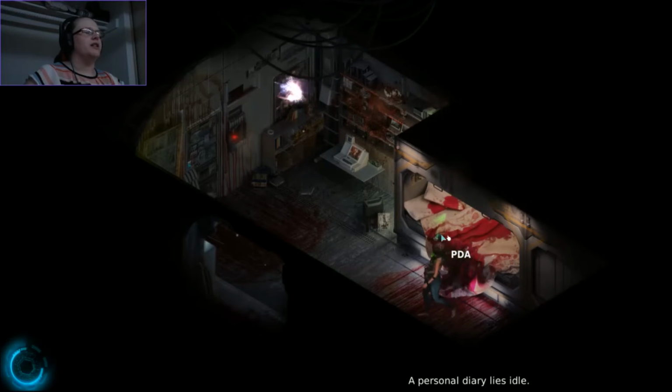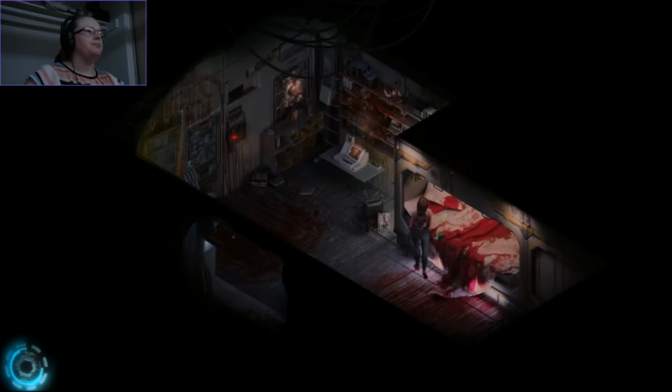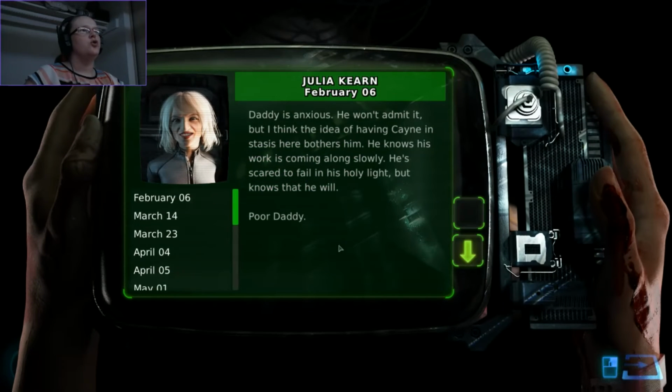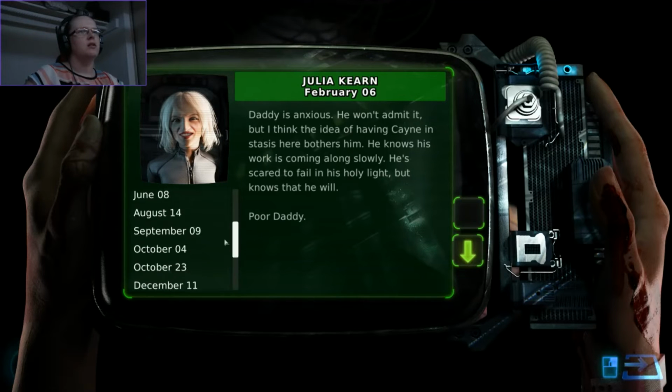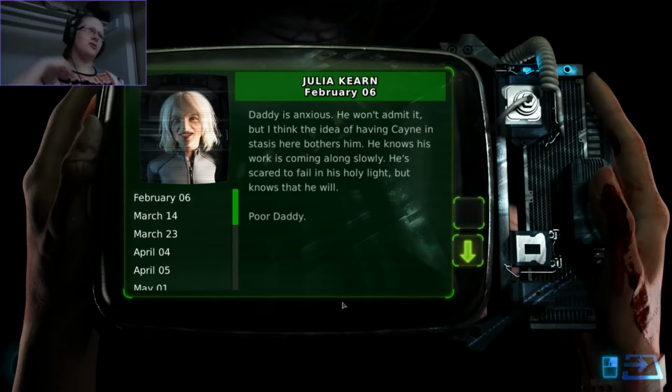Okay, we're gonna read this PDA now. Whose is it? Julia Kern. How much do you have? Ah, your face is ugly too. Jeez, what's with all the women in this game?